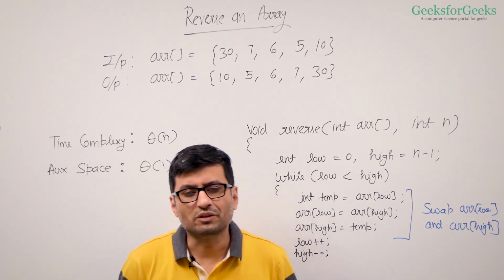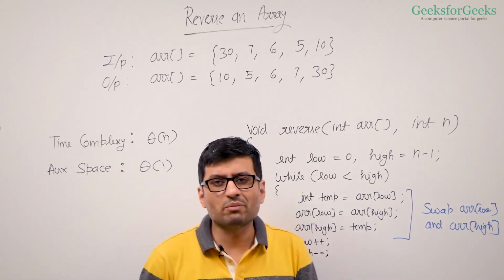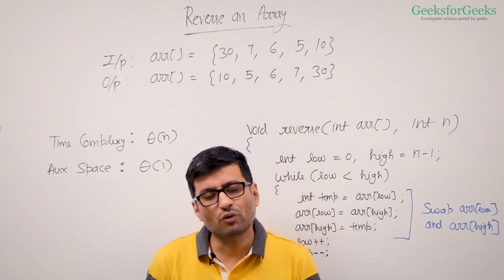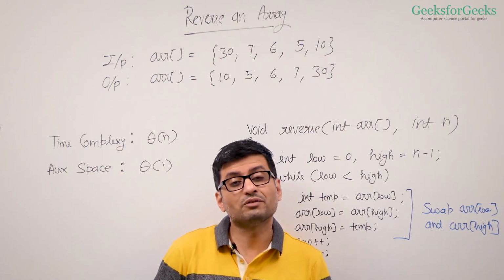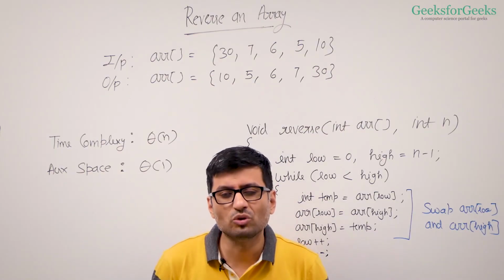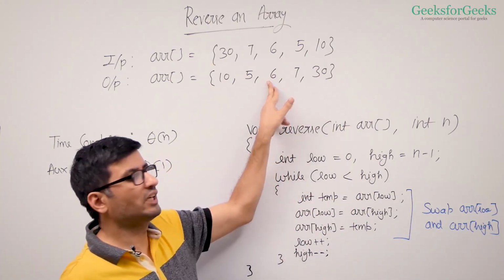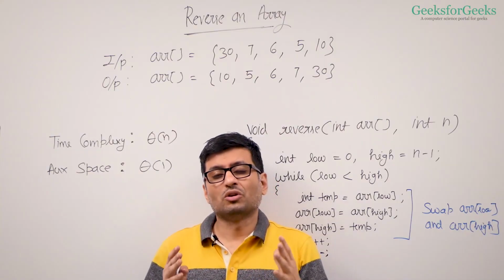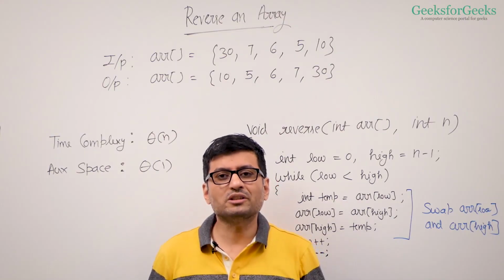What is the time complexity of the solution? This loop will run almost n by 2 times if you have n elements in the array. If there are 4 elements in the array, then this loop will run 2 times. If there are 5 elements, then also this loop is going to run 2 times. Because in that case, they both will meet here. And we just saw that. After 2 iterations, we stopped. So we run almost n by 2 times and time complexity therefore is theta n.